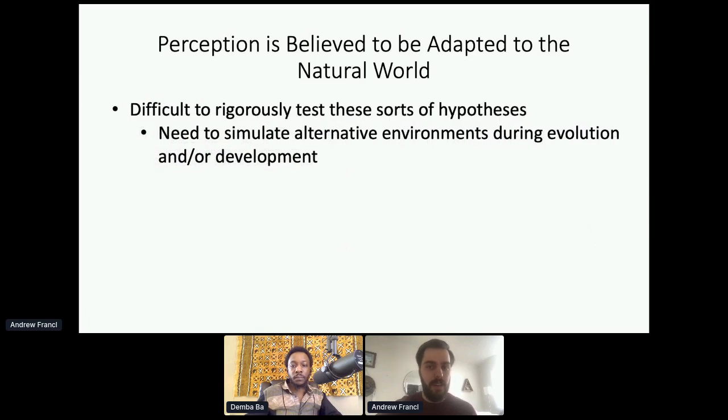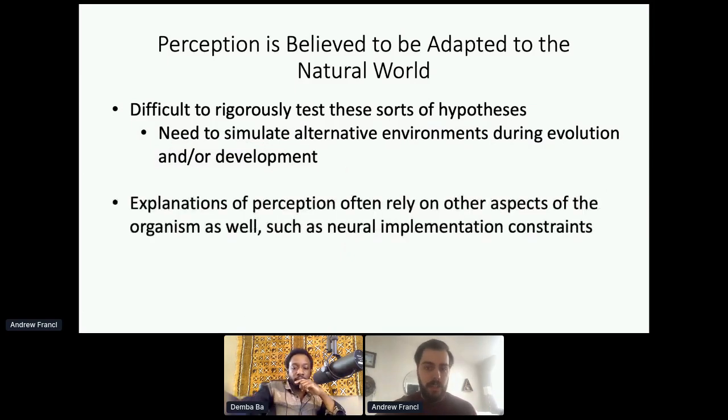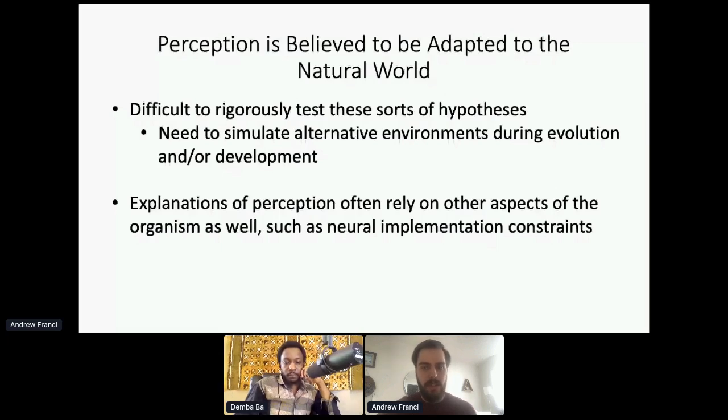That's because in order to gather the sort of causal evidence we often rely on when evaluating a hypothesis, it would require us to simulate an alternative environment during evolutionary development. Additionally, many aspects of perception and behavior rely on other aspects of the organism as well, rather than just evolutionary pressure from the external environment alone. Some examples of these are neural implementational constraints and an organism's longer-term goals. It's also worth pointing out here that analogous questions come up all the time in human perception, but are difficult to test for similar reasons.